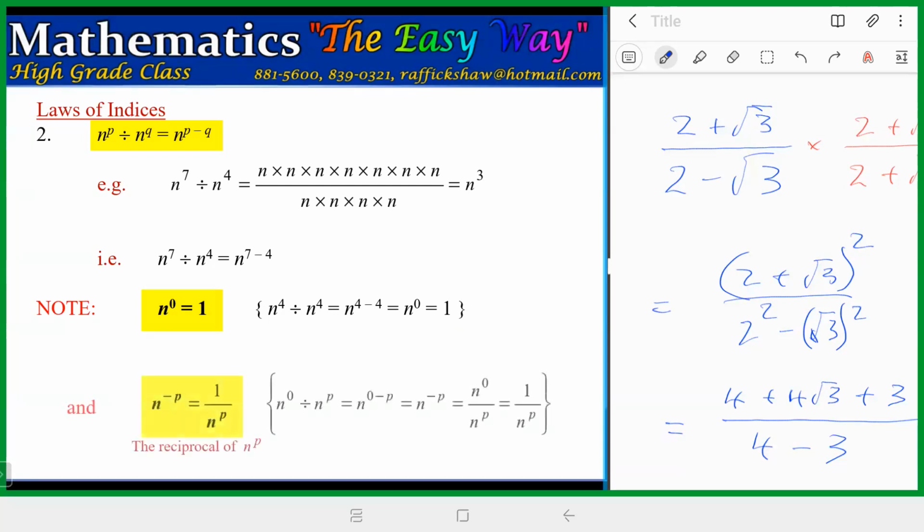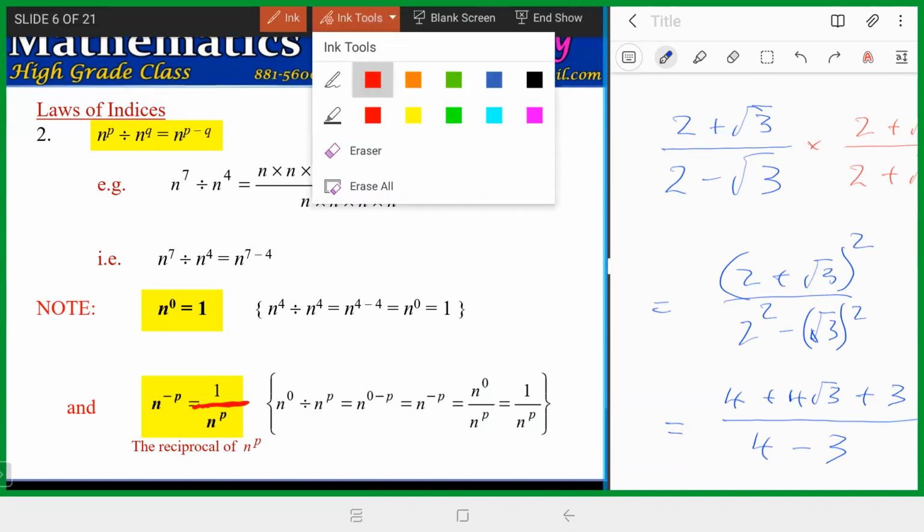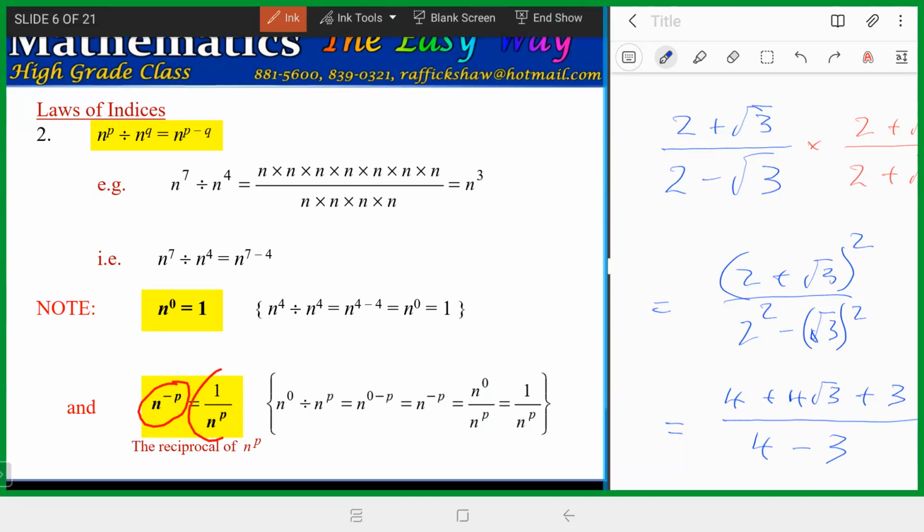Then we have the reciprocal. A negative power means that you move it to the other side of this division line. There's a name for that line, I just don't remember. So n to the minus p equals 1 over n to the p, but you can go the other way as well.